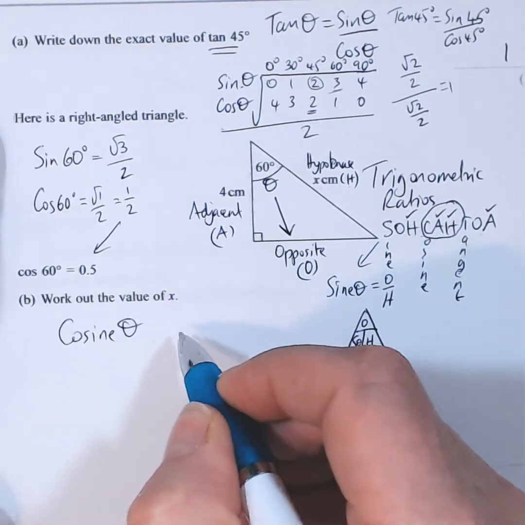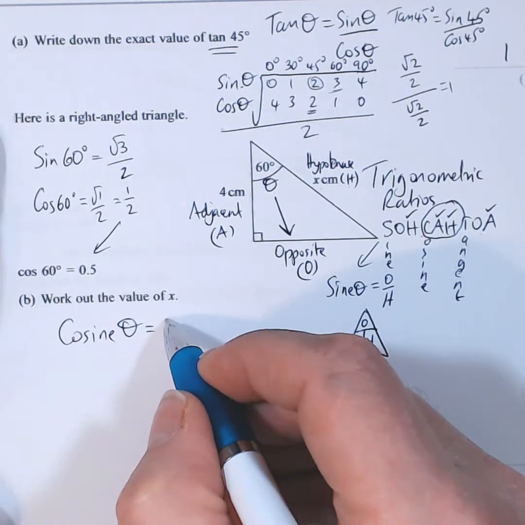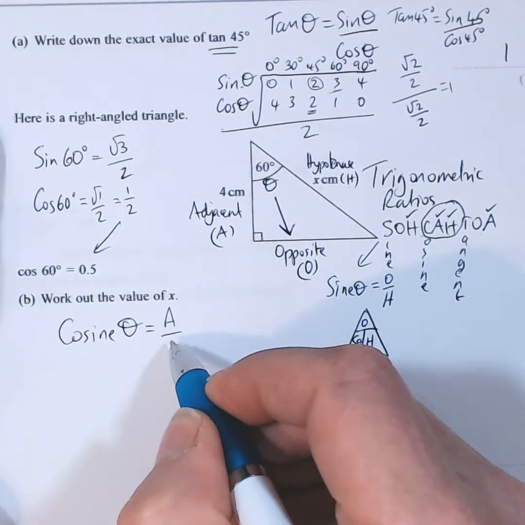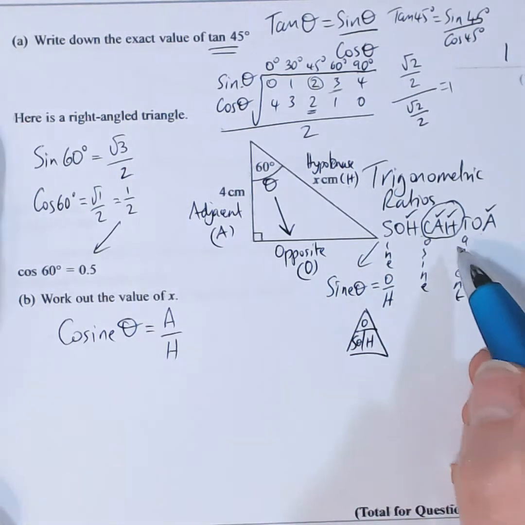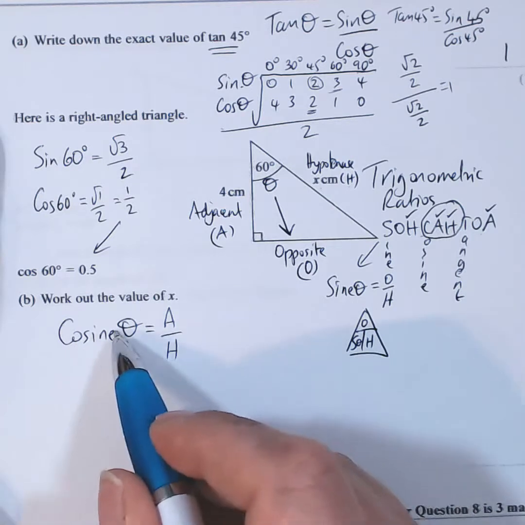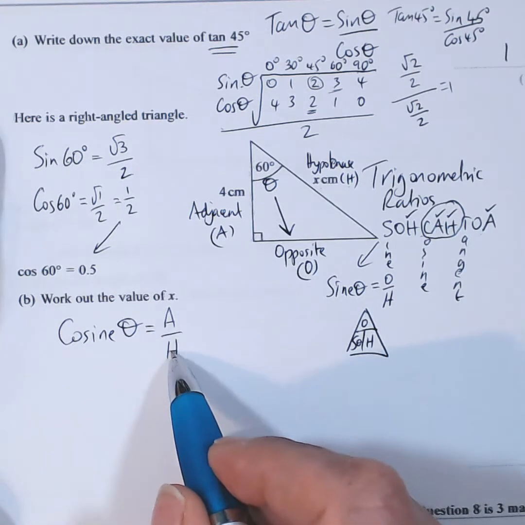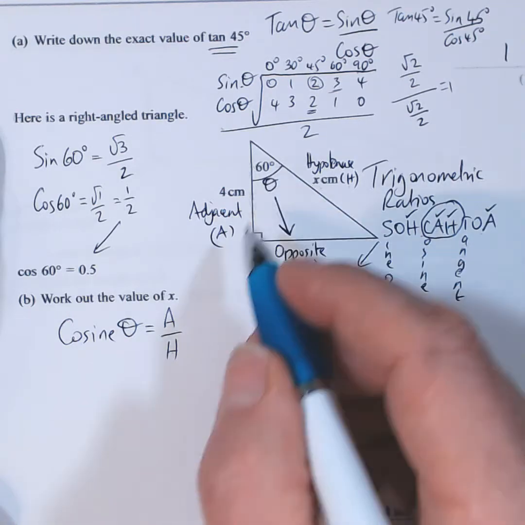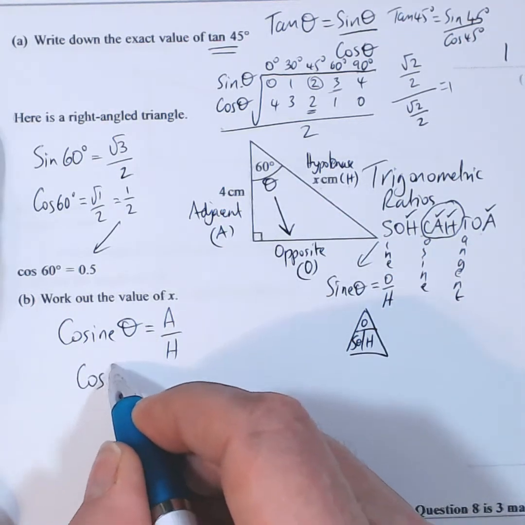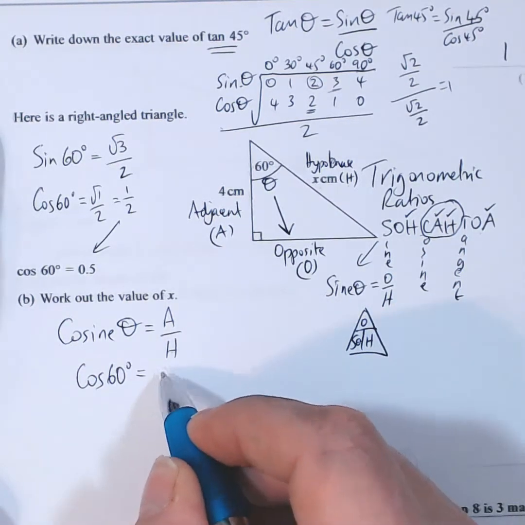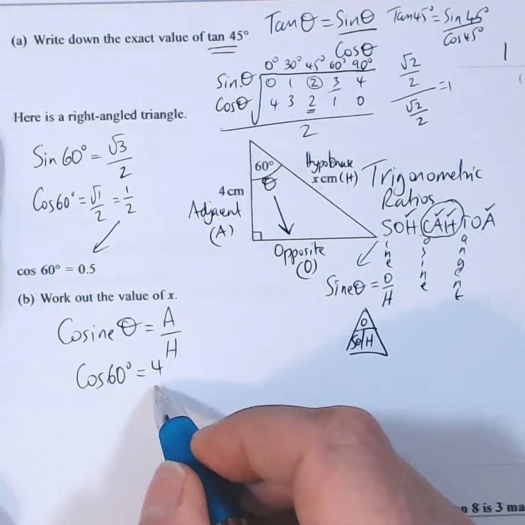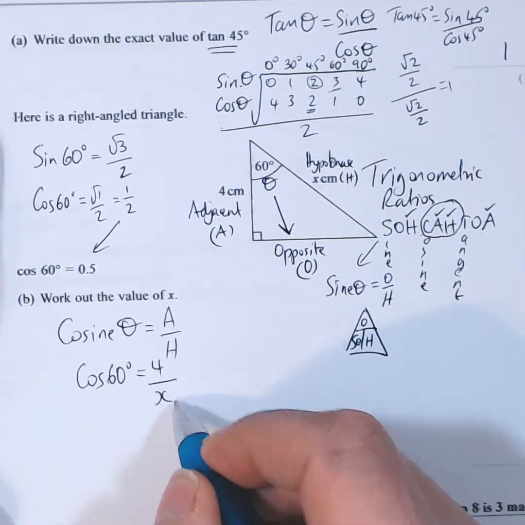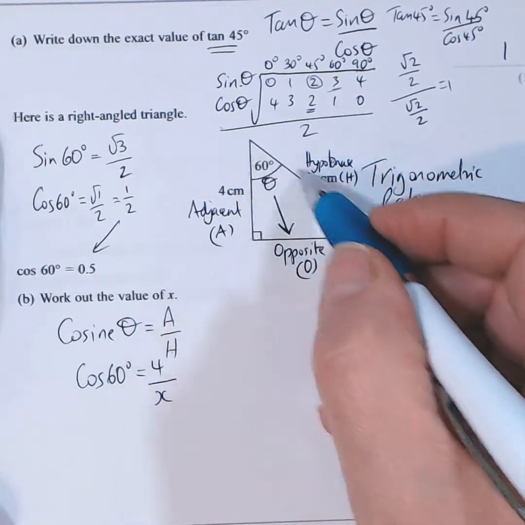So we can start out by writing out the ratio. So the cosine of the angle is equal to the adjacent length divided by the hypotenuse length. So we just follow the order of the letters. Cosine of the angle is equal to the adjacent length divided by the hypotenuse. We're told the angle is 60 degrees, so we shorten that to cos 60 degrees is equal to the adjacent length, which we're told is 4, and we want x. We want the length of the hypotenuse.